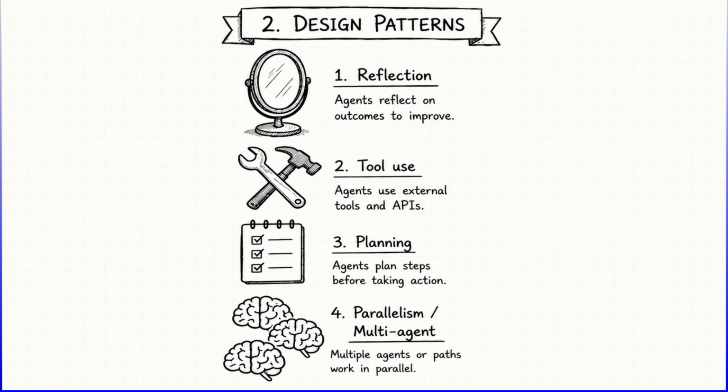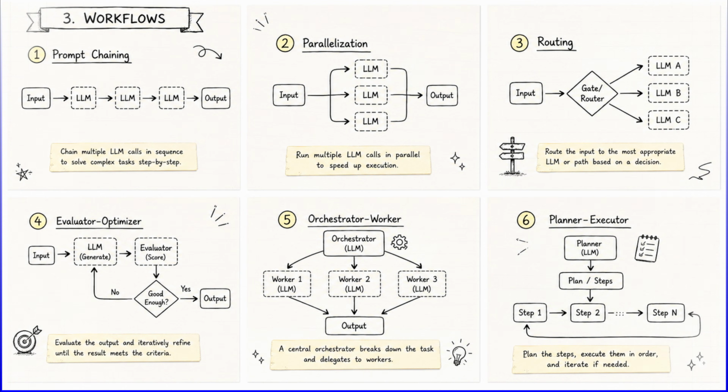Next, we have parallelism. It's multi agent. This focuses on orchestrating multiple agents to work collaboratively. Tasks are assigned to specialized agents who share context or intermediate results, and their actions are orchestrated to achieve an overall objective.